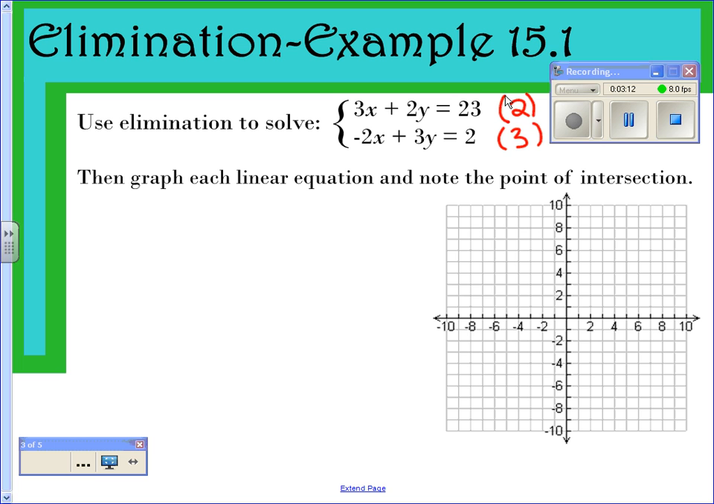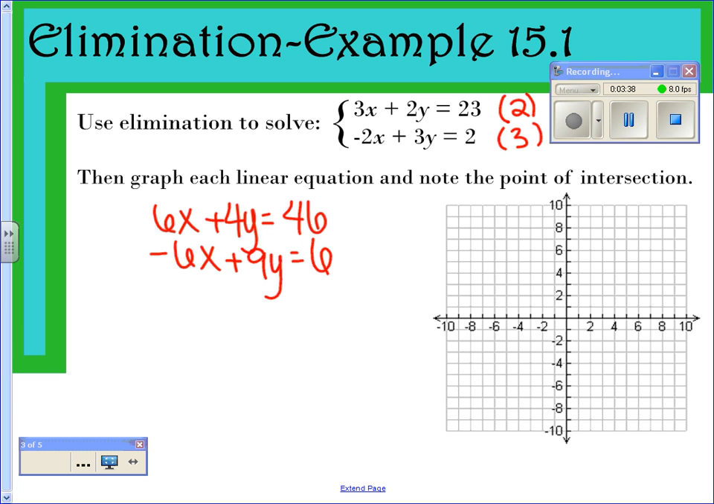So 3x times 2 is what? And then 2y times 2. And it equals 46. Does that make sense? For the bottom equation, I would have what? -6x, 9y equals, y'all see how that works?